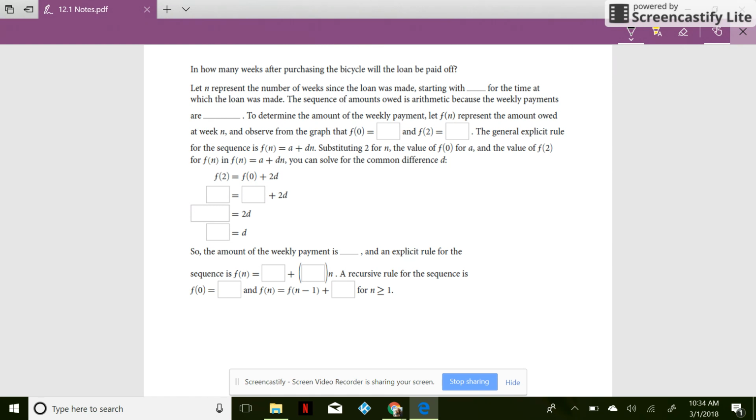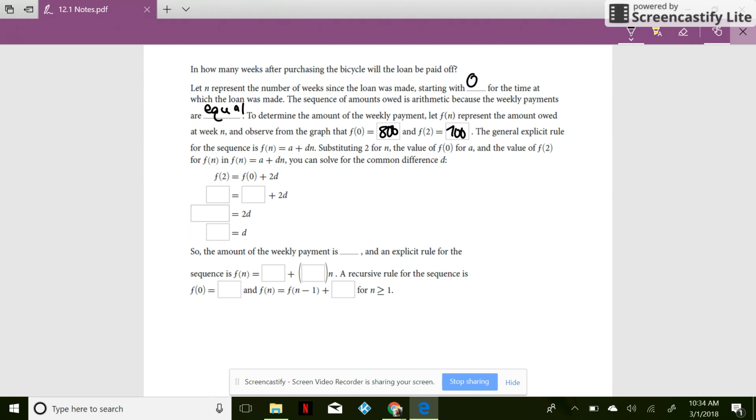We're going to let n represent the number of weeks since the loan was made, starting with 0 for the time at which the loan was made. The sequence of amounts owed is arithmetic because the weekly payments are equal. She pays the same amount each week. So determine the amount of weekly payment. Let f of n represent the amount owed at week n. We can see from the graph, we're essentially looking for the slope. F of 0 is 800, and f of 2 is 700.